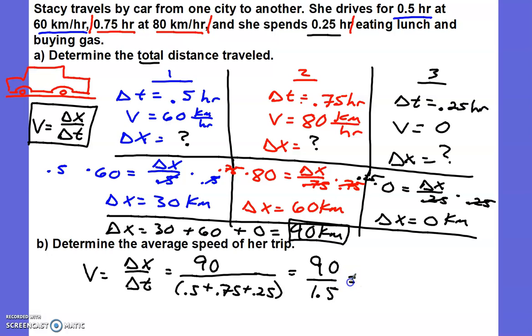If I take my 90 and divide by 1.5, I get 60. But I need my units as well. The units are going to be the same as what they've been the entire time, kilometers per hour.